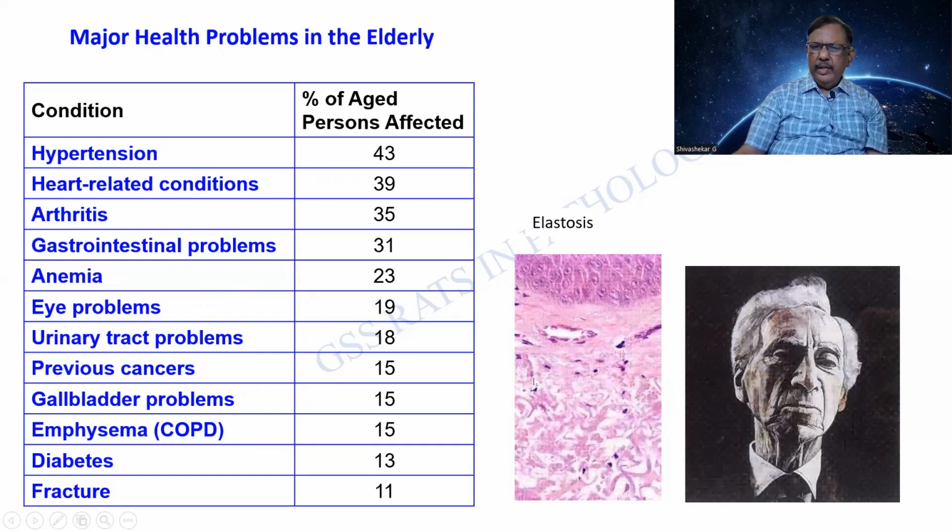Elastosis. You find that there is a loss of the recoil, and I find that there are wavy sets of bundles which no longer maintain the integrity. And this is being reflected in the form of wrinkles in the skin.